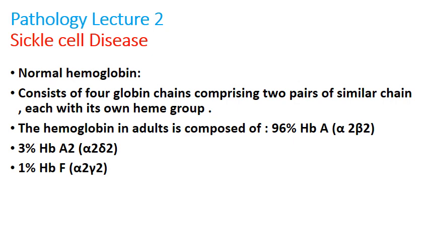Normally, the hemoglobin in the adult is composed of 96% hemoglobin A, which is 2 alpha and 2 beta, 3% hemoglobin A2, 2 alpha and 2 delta, and 1% hemoglobin F, 2 alpha and 2 gamma.